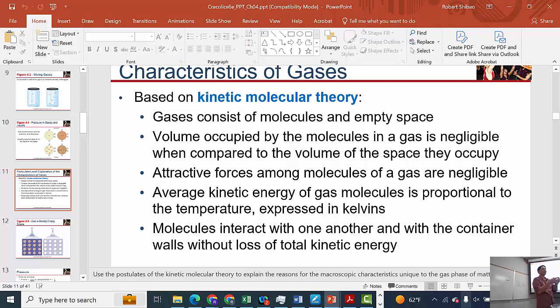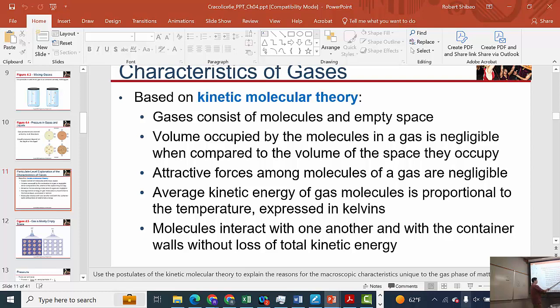And, yeah, it would be a very small amount of liquid. And so it goes to show it's mostly empty space. These other ones, some of these we worry about later. Attractive forces among molecules of a gas are negligible. Don't worry about that. We're going to talk a lot more about that later.